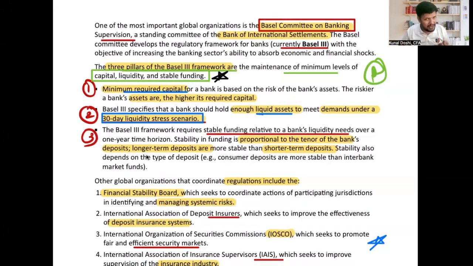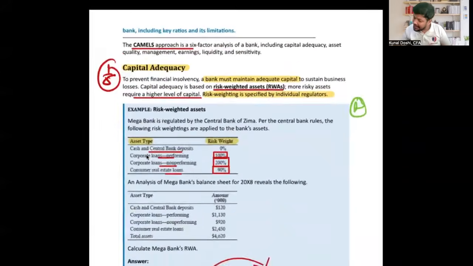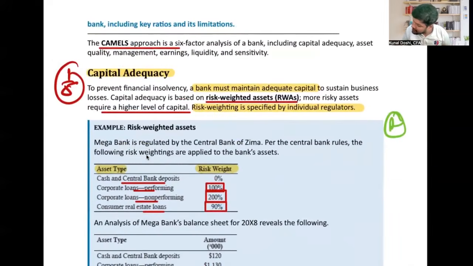Minimum required capital, there should be enough liquid assets, and stable funding means the bank should have enough funding options. Again, it is related to liquidity. Whenever the bank requires money, the bank should have enough funding options with them. Otherwise, the banks might go bankrupt. Okay. So there are various regulatory bodies to deal with this. We are going to understand the CAMEL approach, or the six factor approach, for analyzing the bank.